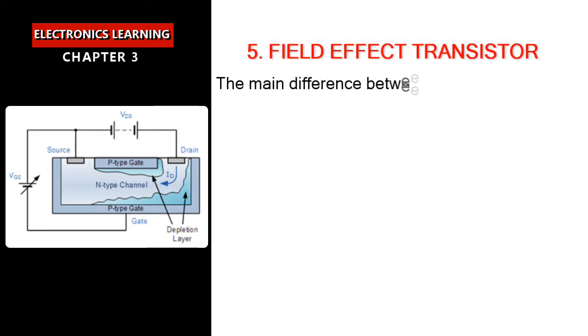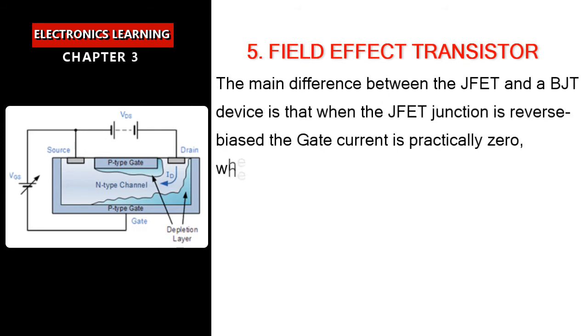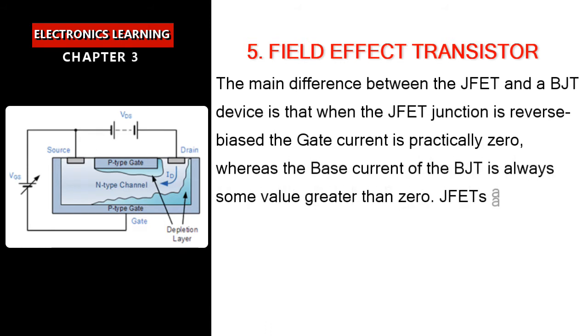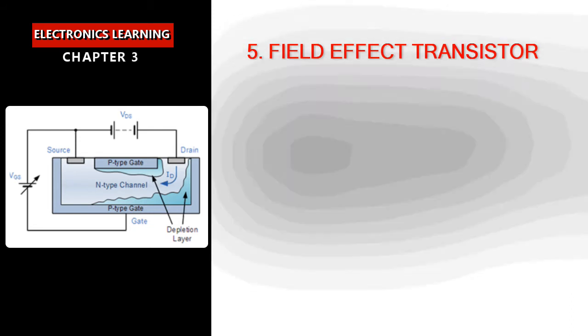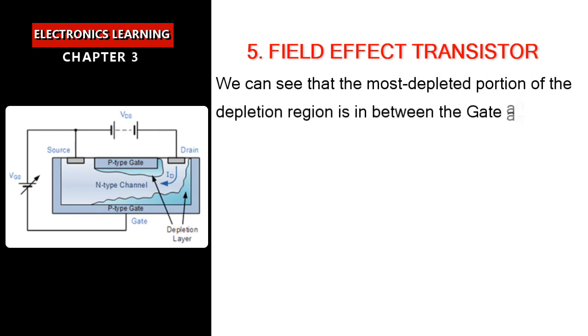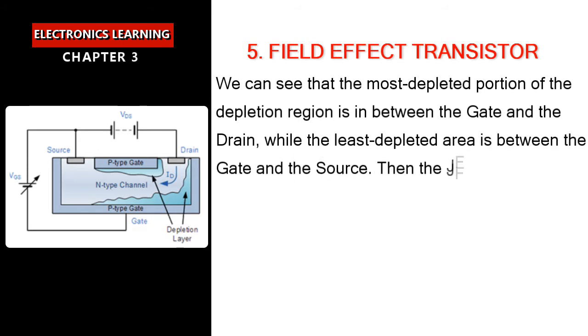The main difference between the JFET and a BJT device is that when the JFET junction is reverse biased the gate current is practically zero, whereas the base current of the BJT is always some value greater than zero. JFETs are therefore known as depletion mode devices. We can see that the most depleted portion of the depletion region is in between the gate and the drain, while the least depleted area is between the gate and the source.